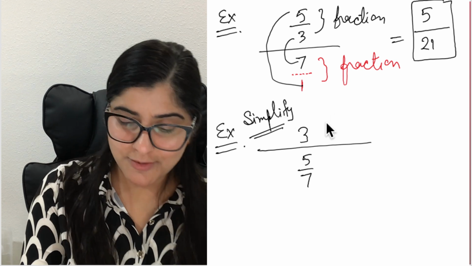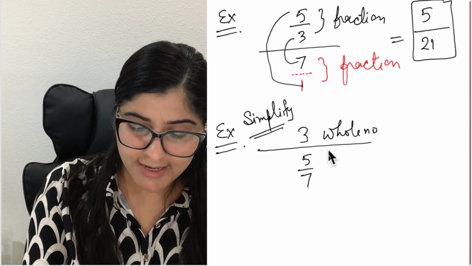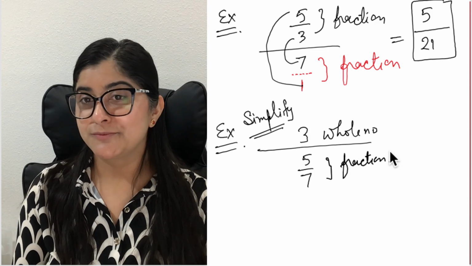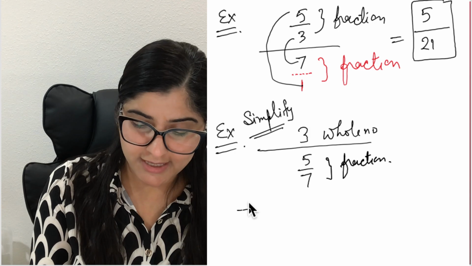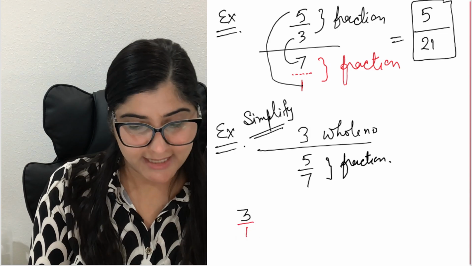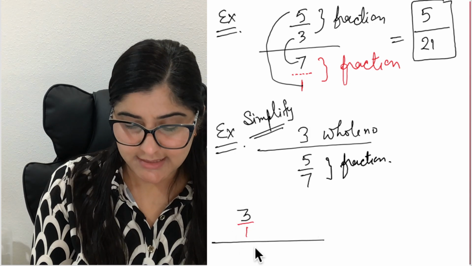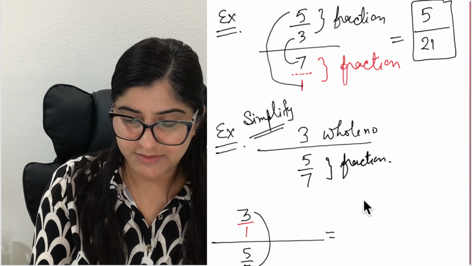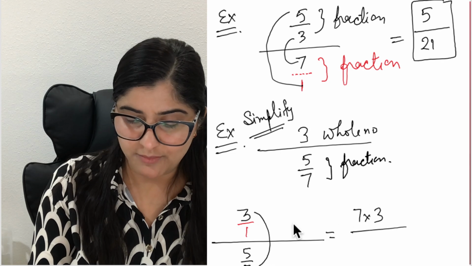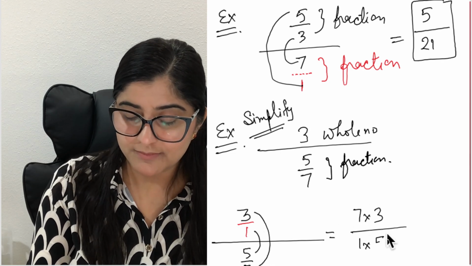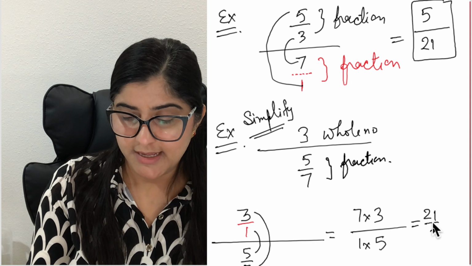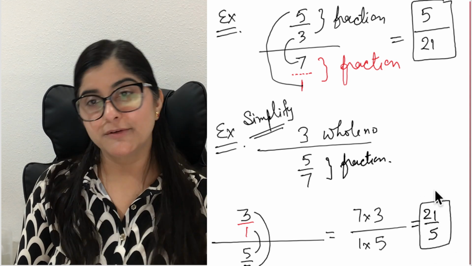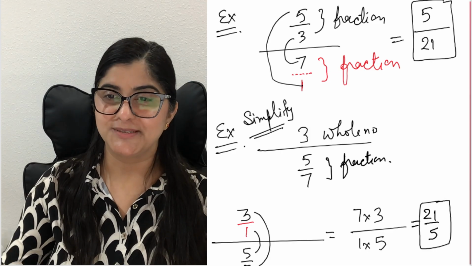Okay, so we have a whole number and a fraction in the denominator. As we know, we will make the whole number a fraction. We will write 3 as 3 over 1. That becomes a fraction. Okay, and we have 5 over 7. Now we have a fraction over a fraction. We will multiply first and last, 7 times 3 in the numerator. We multiply the middle 2 and write that in the denominator. And we get this answer. There is nothing common between 21 and 5. We will stop here and say this is our final solution.